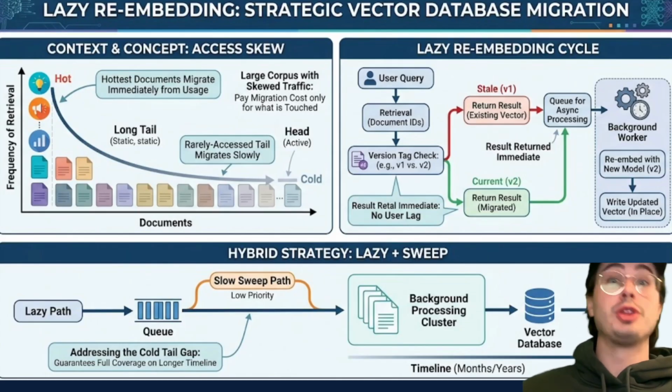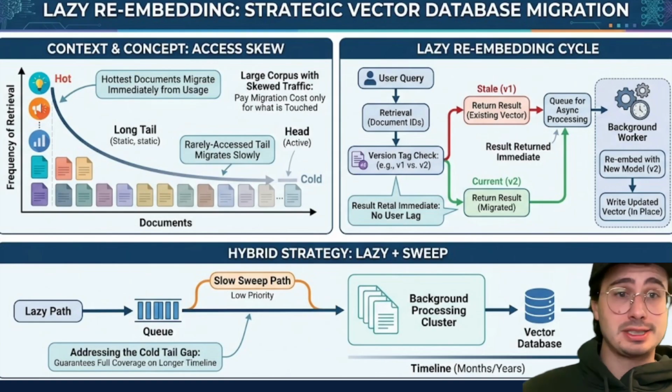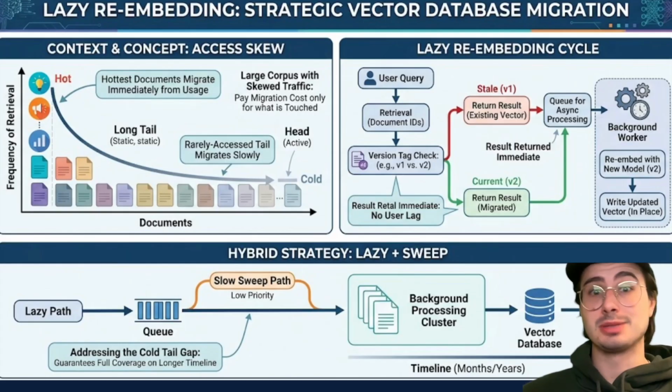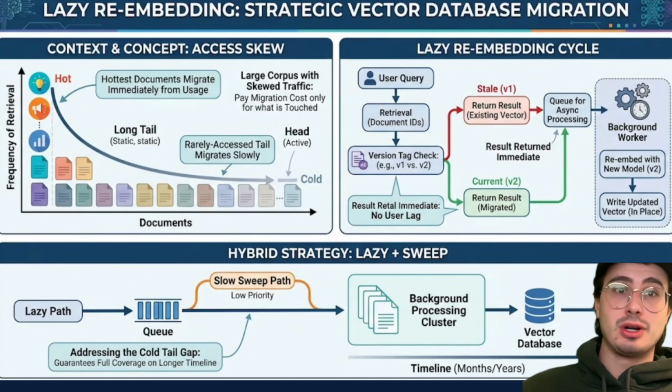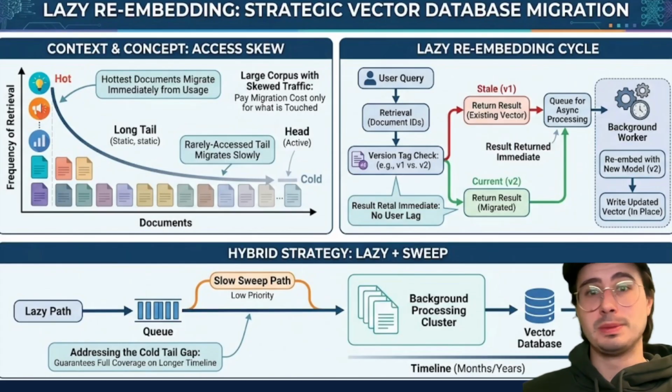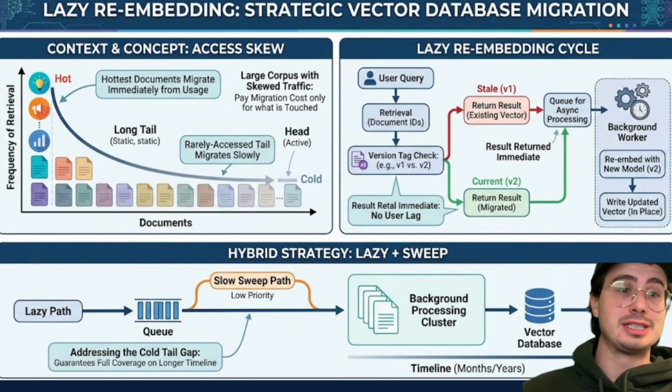It's also worth being clear-eyed. This adds permanent complexity to your retrieval path, a version check on every result, plus queue infrastructure that doesn't exist before. So it earns its keep on large access-skewed corpora, but not on a corpus small enough that a full reindex would finish in under a minute.